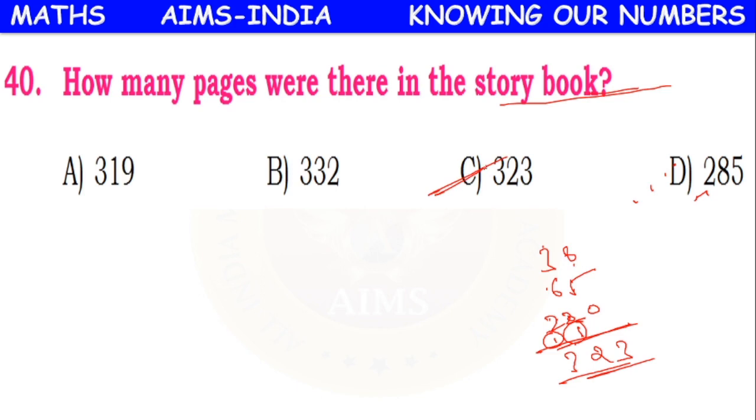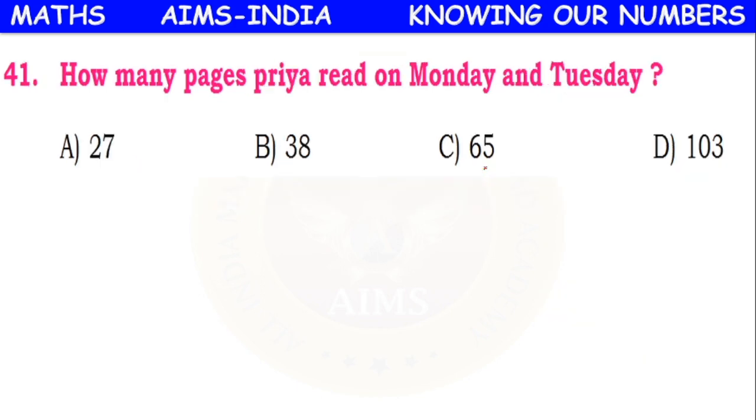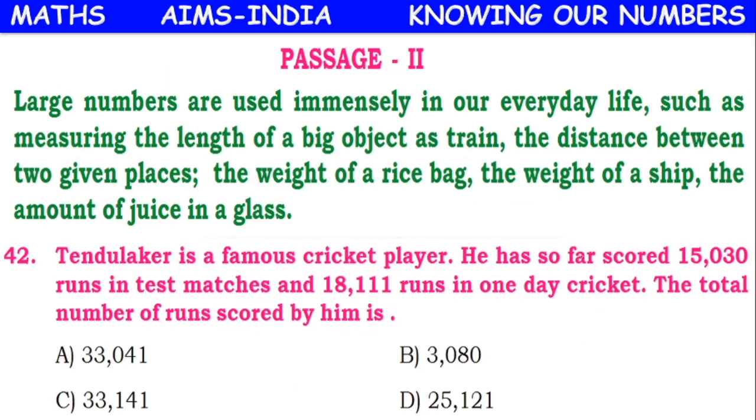So option C is the correct answer. Next, how many pages did Priya read on Monday and Tuesday? Monday 38, Tuesday 65. Altogether, if we add, that is 103. So she read 103 pages on Monday and Tuesday together. Next, we have the next passage.